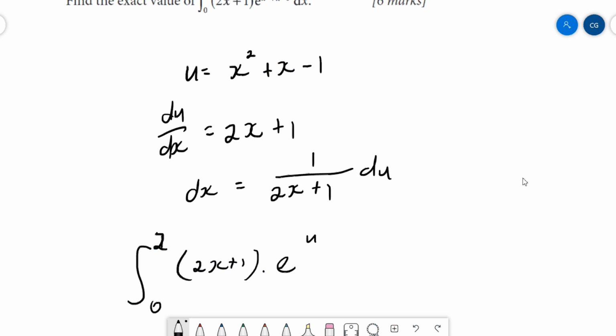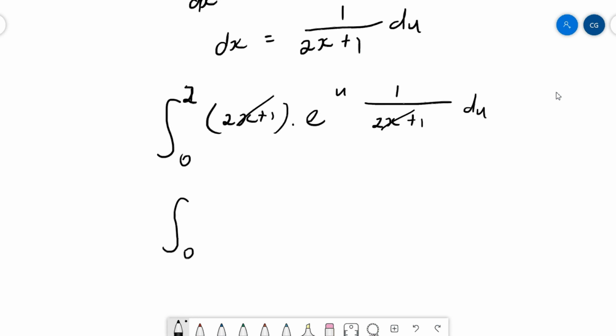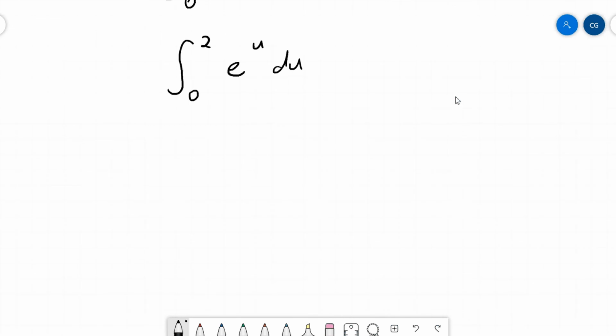e to the something, and now instead of dx, we're going to write 1 over 2x plus 1 du. The reason why we're using substitution is we want to cancel out some things so that our integral becomes simpler. Now, in this case, we arrive at e to the u du. But remember that my upper and lower bounds were in terms of x. So I've got two options here. I can either integrate it with my values for x, or I can rewrite it in terms of u.